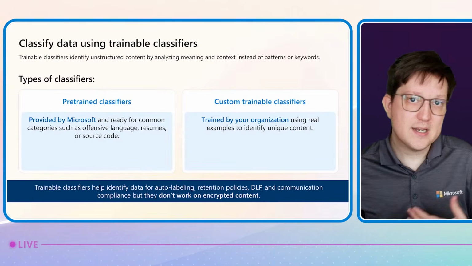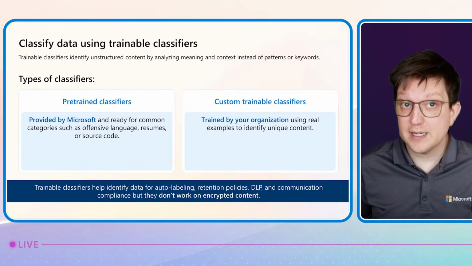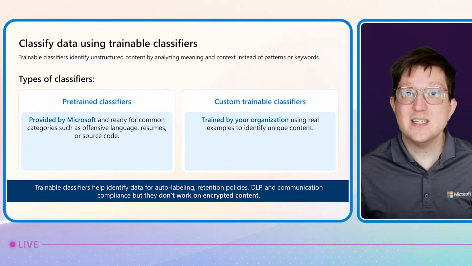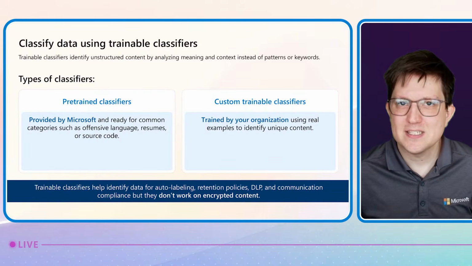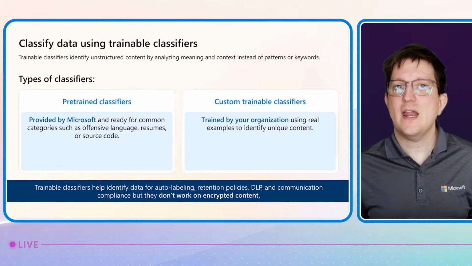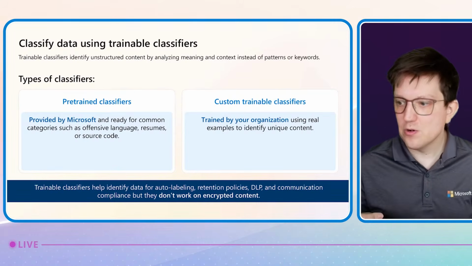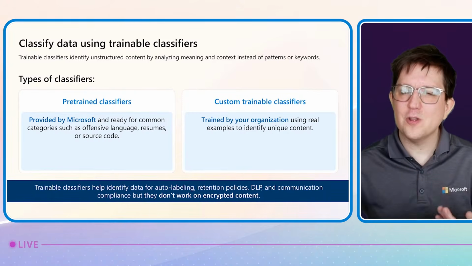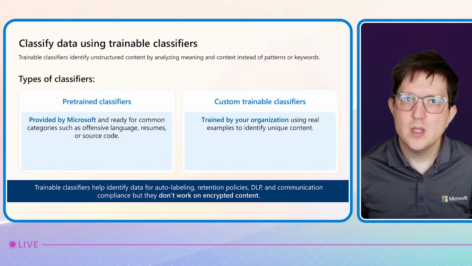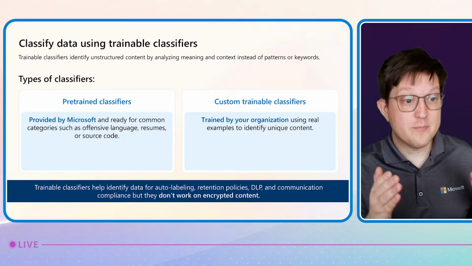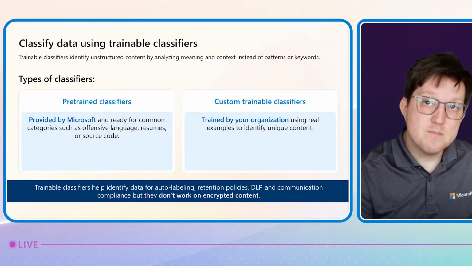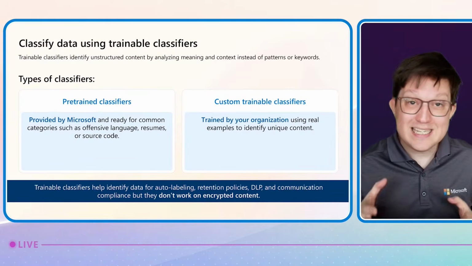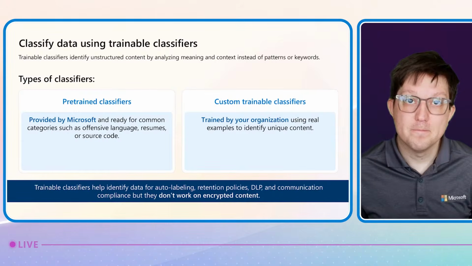Now, as an alternative to your standard SITs, we also have those trainable classifiers. If you've got some form of unstructured data that we need to be able to understand, we can essentially use this to easily ID it next time. This means we can ID broad categories like offensive language, source code, resumes, these sorts of things that can come in many different formats and forms, but all follow roughly the same sort of information within it. The real way to make this work is either to use a pre-trained classifier or to have as many options for us to train on as possible. The more you provide of real examples to identify unique content, the better.